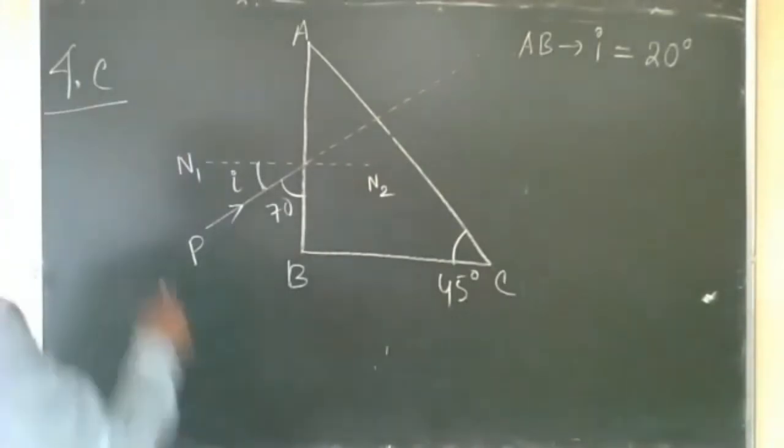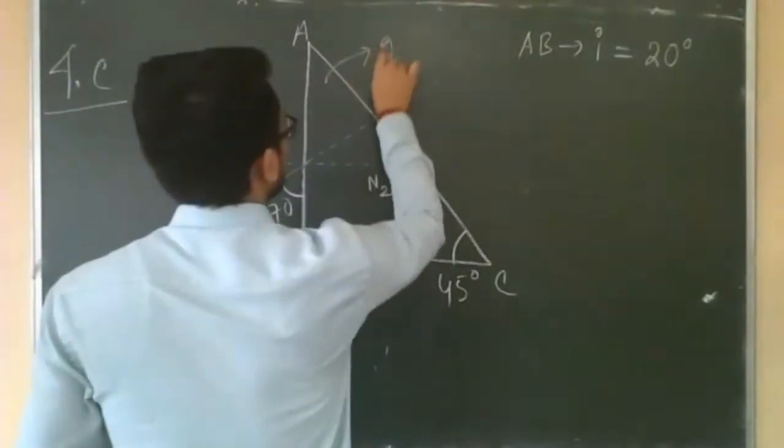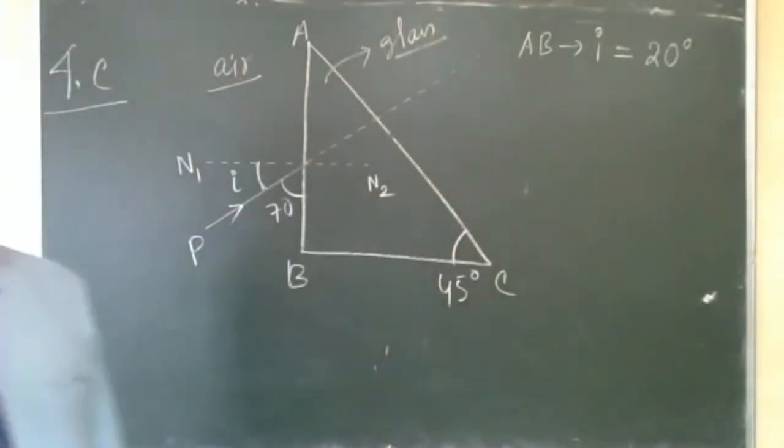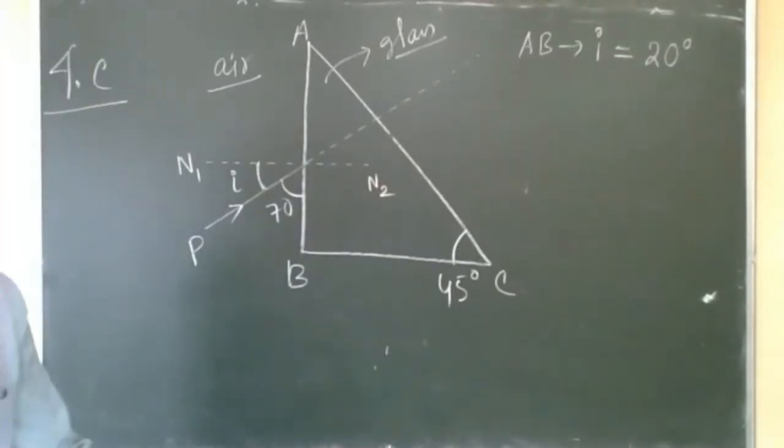Now it is entering from air to glass. So what will happen? Write in the chat box. What will happen from air to glass? Will it go away from the normal or towards the normal?